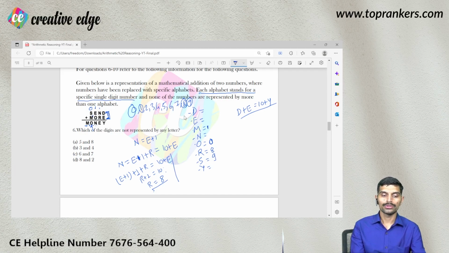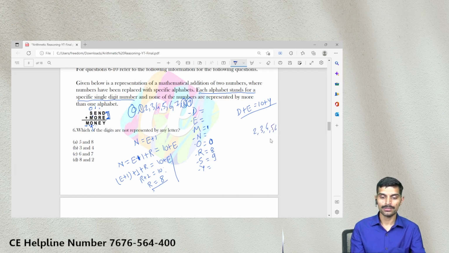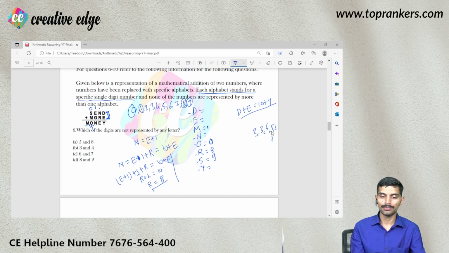Now, this D plus E is 10 plus Y. So Y can be 2, 3, 4, right? Something like that. Or say 5, 6, 7. So these are the possibilities remaining for the value of Y.